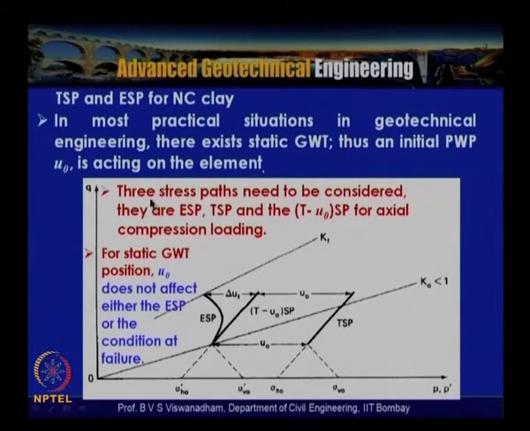So three stress paths need to be considered: the effective stress path, the T minus TSP, and the T minus u naught SP for axial compression loading. But one point to be noted is that for a static groundwater table position, u naught does not significantly affect either the effective stress path or the conditions of failure. So hence this can be ignored.